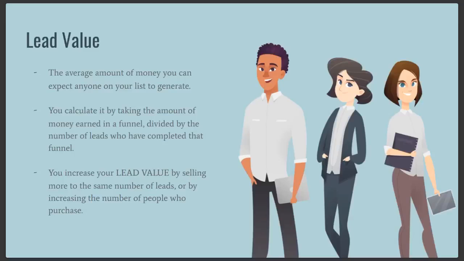You increase your lead value by selling more to the same number of leads or by increasing the number of people who purchase. Very simple. So if I had those same 100 people and they bought $2,000 worth of stuff, each lead is now worth $20. If I had those same 100 people, but I got twice as many of them to purchase, I would also make $2,000 more. If I got twice as many people to purchase and also increased the price, I'd get $4,000. So you can see how, very simple calculation: number of people in, how much did they buy, you divide that, and that gets you your lead value.